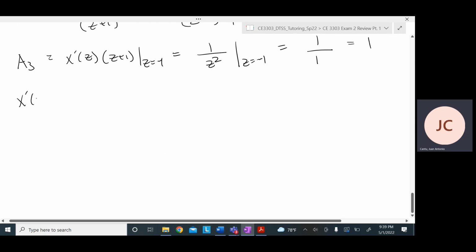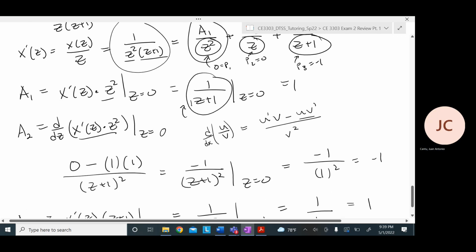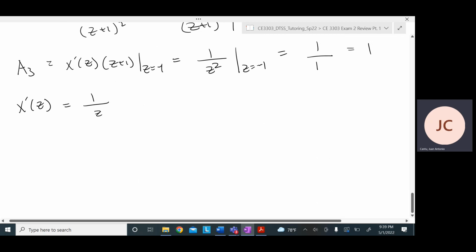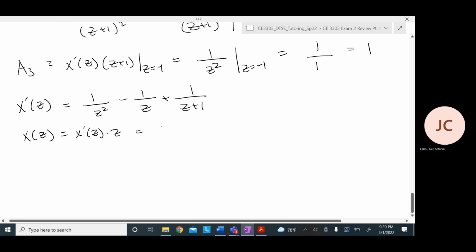So now we've got X prime of z is equal to 1 over z squared minus 1 over z plus 1 over z plus 1. Then X of z is equal to X prime of z times z. So we'll get z over z squared minus z over z plus z over z plus 1.